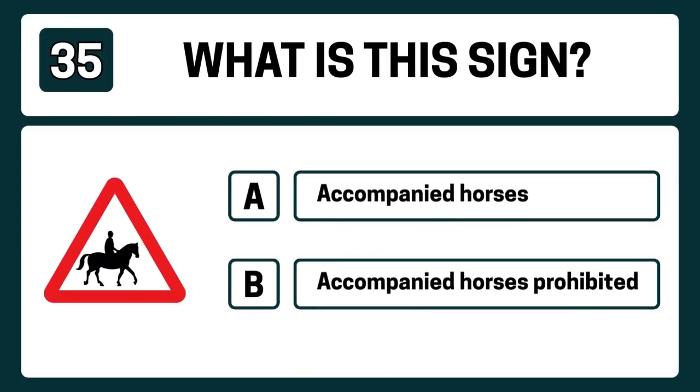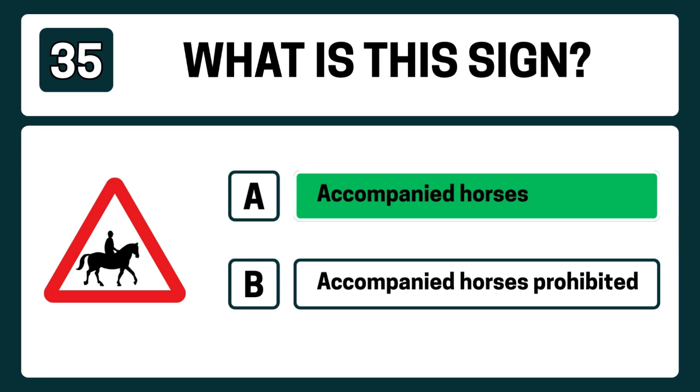What is this sign? Accompanied horses or accompanied horses prohibited? Well done. The accompanied horses sign warns that horse riders use the road.